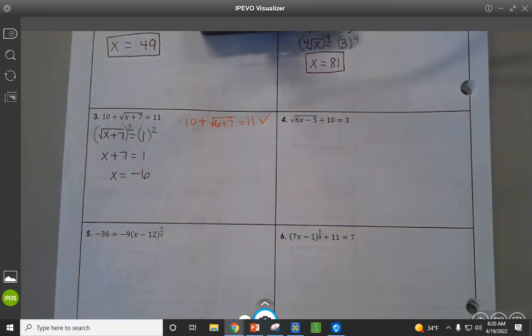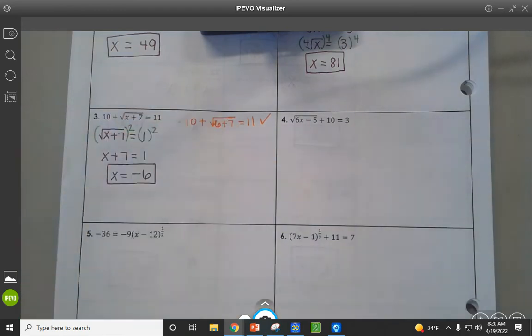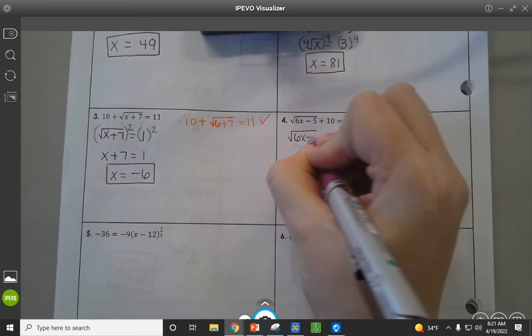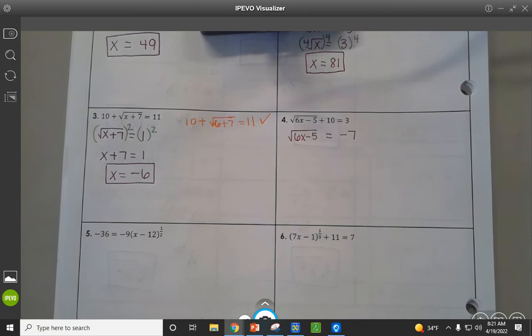All right, number 4, what's my first step? Subtract 10. So square root of 6x minus 5 equals -7. Here's a hint that this one's probably not going to work out. Can you ever take the square root of a number and get a negative? No. So this one's probably, when we type this one back in, it's probably not going to actually work. But we got to double check anyway.